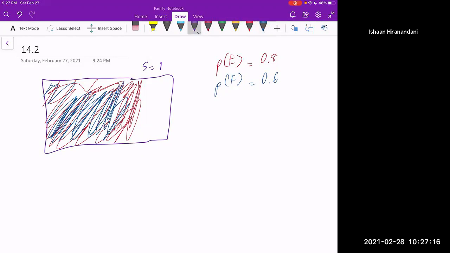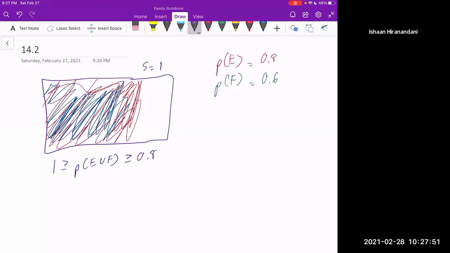So if there's no extra that F is providing, then we could say that the probability of E union F is at least 80% or 0.8. And as we know, it also has to be less than or equal to 1, just because you can't have an over 100% probability, or over 1 probability, of any event occurring.